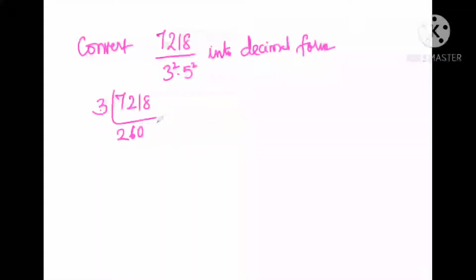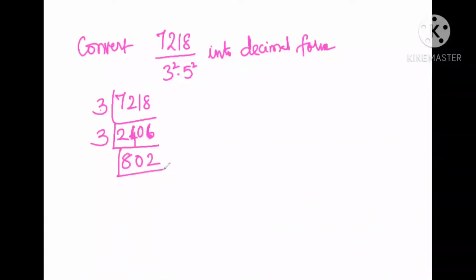Now you take 18. 3 6s are 18. 3 2s are 6, 3 4s are 12, 0. Now again it is divisible by 3. 3 8s are 24, 0. 3 2s are 6. Again it is divisible by 2. 2 4s are 0, 1. We got a prime number.